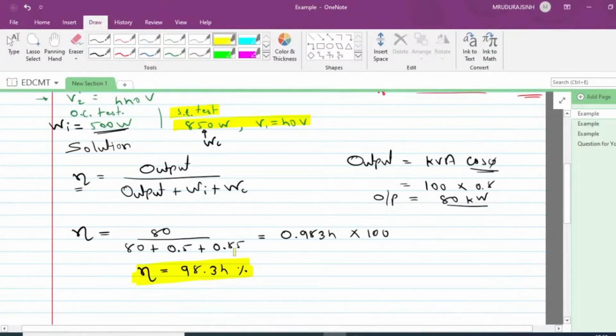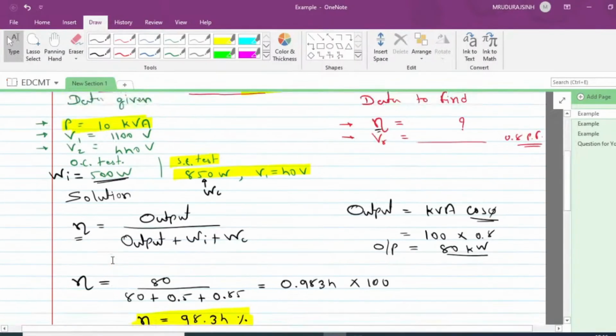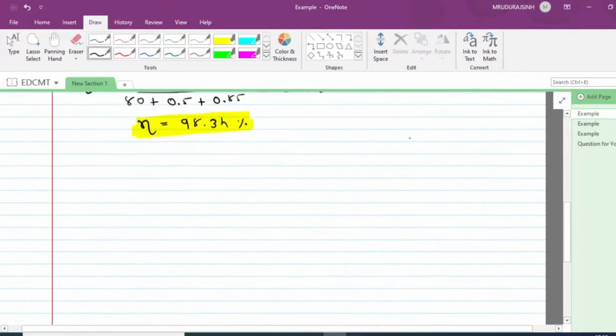It's very good that Saurabh and Parth have calculated it correctly. That's very good. I appreciate your efforts. Even Kamlesh has also calculated it correctly.